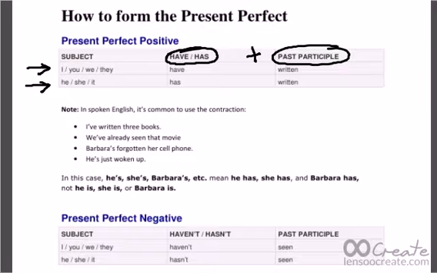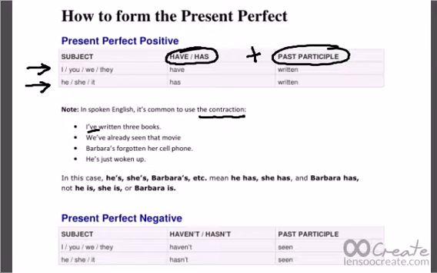Okay. Now, I want you to understand also that present perfect uses a lot of contractions. For example, I've written 3 books. We've already seen that movie. Barbara's forgotten her cell phone. He's just woken up.